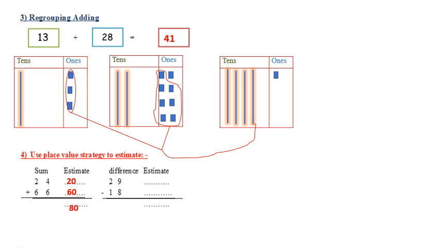Okay, now 29 minus 18. Let's estimate each number. We estimate from left side. 2 in tens equal 20. 1 in tens equal 10. Okay, because the value of 2 in tens is 20, and the value of 1 in tens equal 10. Now 20 minus 10 equal 10.